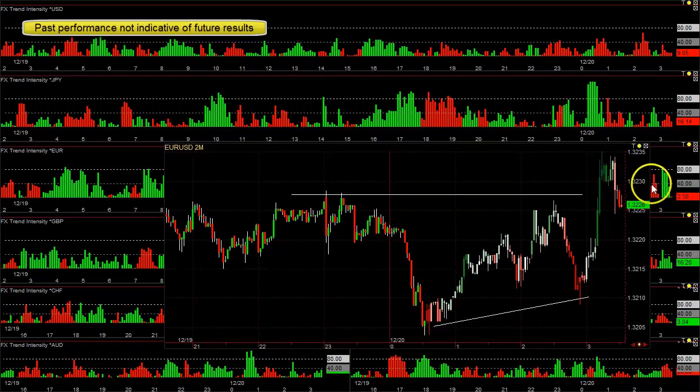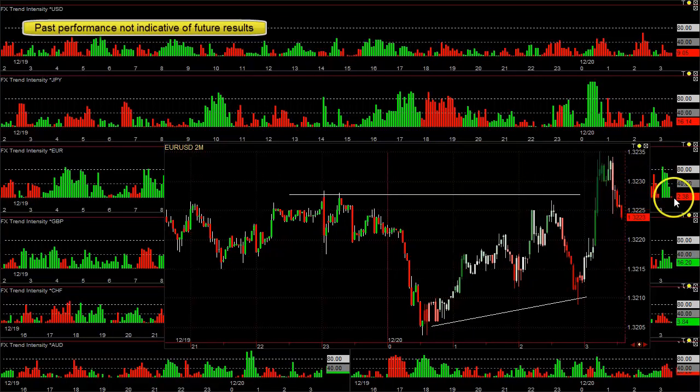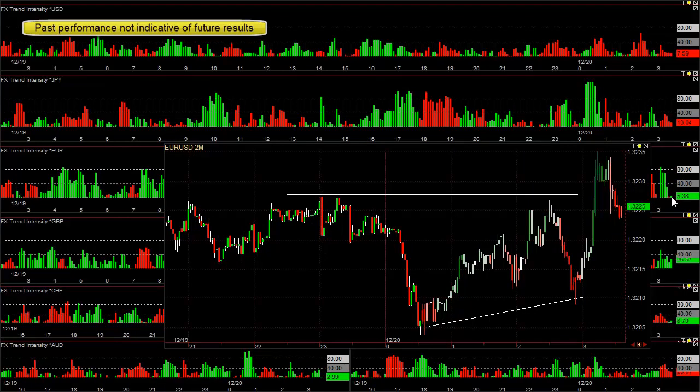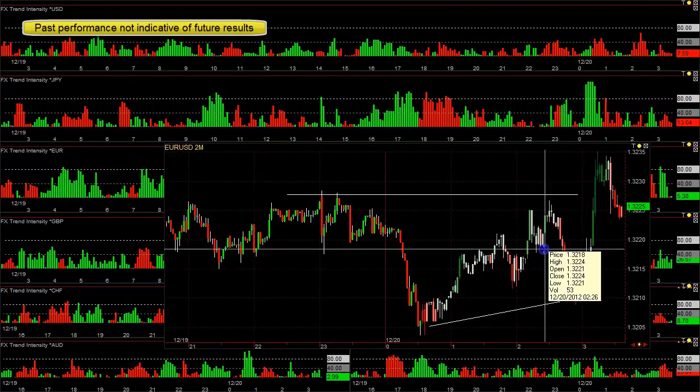Now, during the pullback phase right here, you can see the euro has gone slightly strong. The dollar is still weak. Now, this is a 5-minute trend strength of the dollar and the euro. This one shows a 2-minute one.